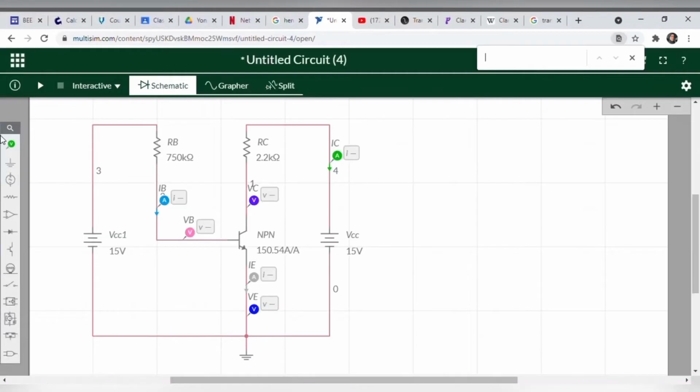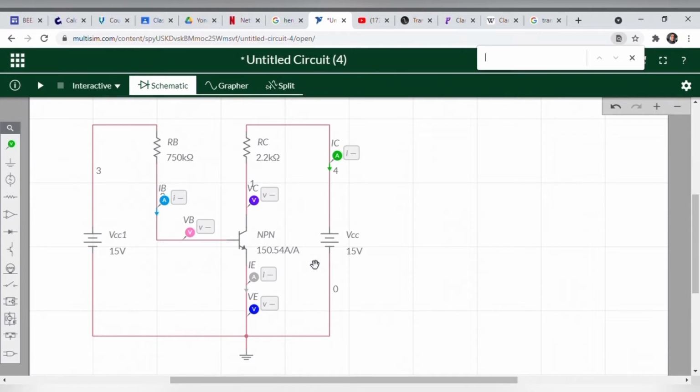Here is a design of our BJT fixed bias configuration. This circuit is called fixed bias circuit because the transistor base current, IB, remains constant for given values of VCC, and therefore the transistor's operating point must also remain fixed. For fixed bias circuit, the emitter junction is grounded, therefore the value of VE is equal to 0.